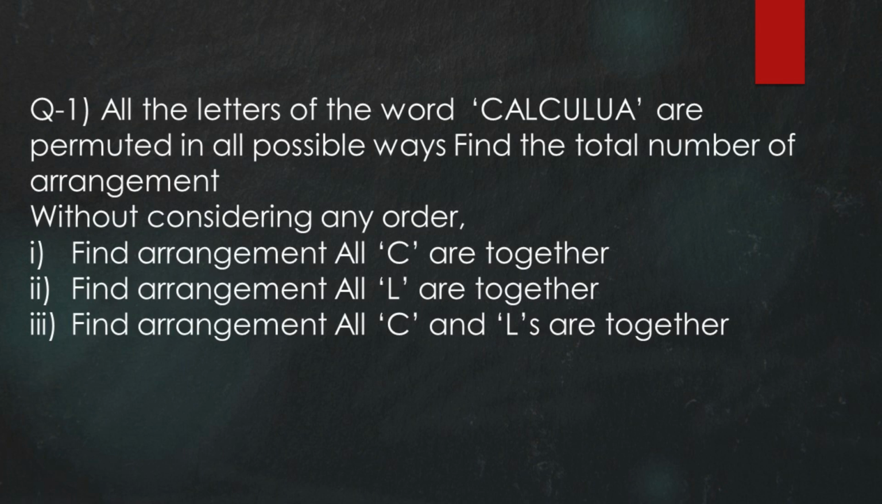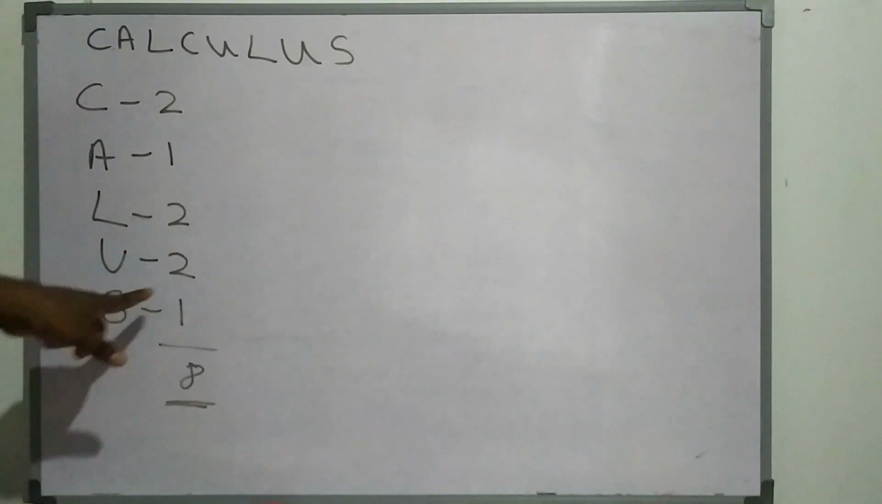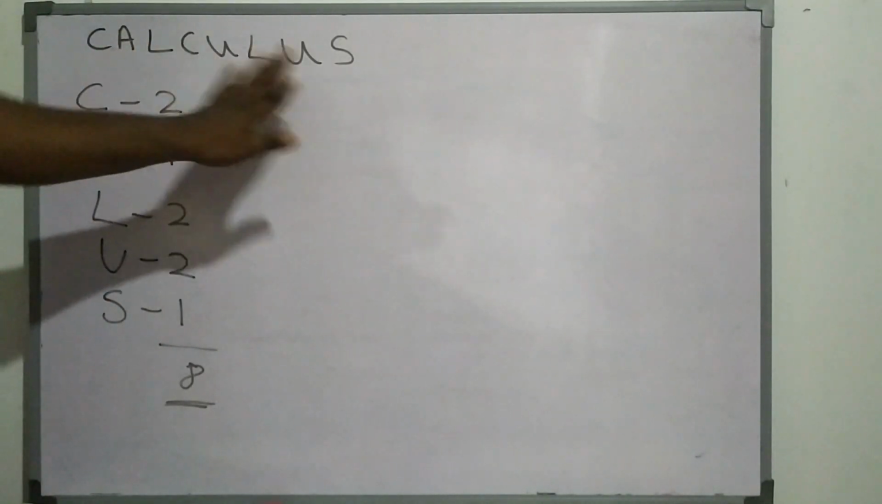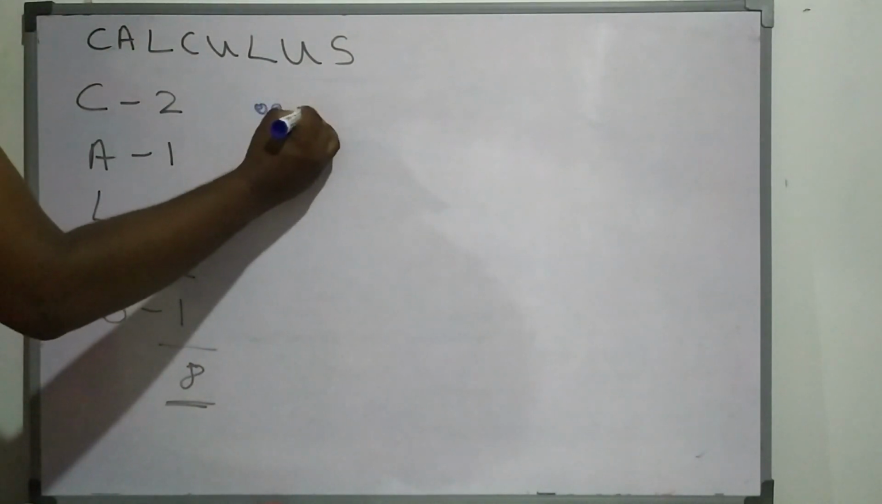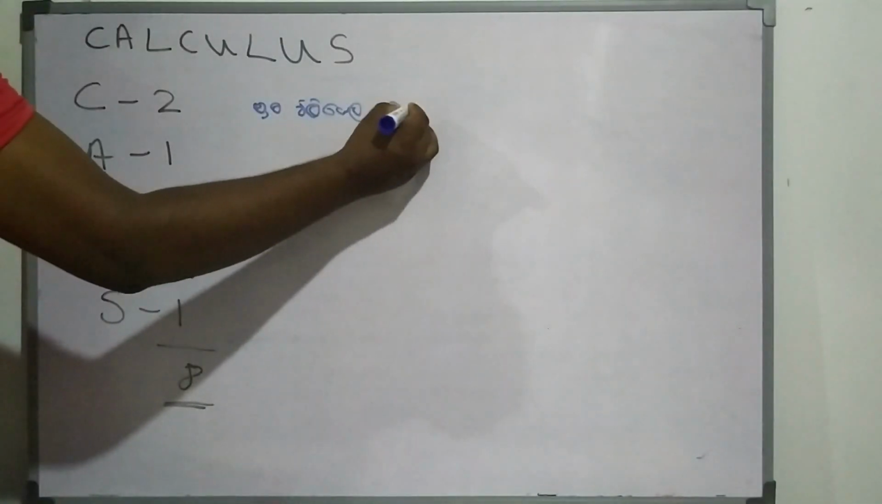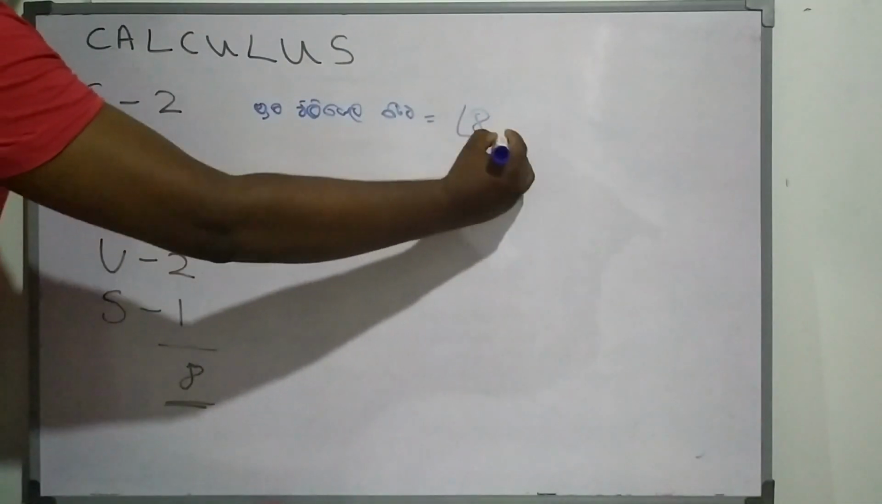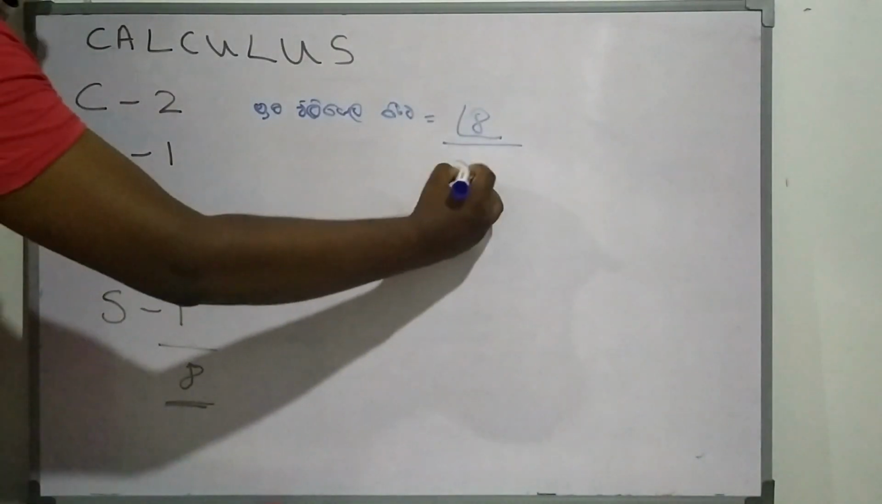Okay, anyway, the word calculus. All the letters of the word calculus are permuted in all possible ways. Find the total number of arrangements without considering any order. Find the arrangement where all C's are together. The word calculus has C2, A1, L2, U2, S1, all are 8. So the total number of arrangements is factorial 8 divided by 2 factorial, 2 factorial, 2 factorial.